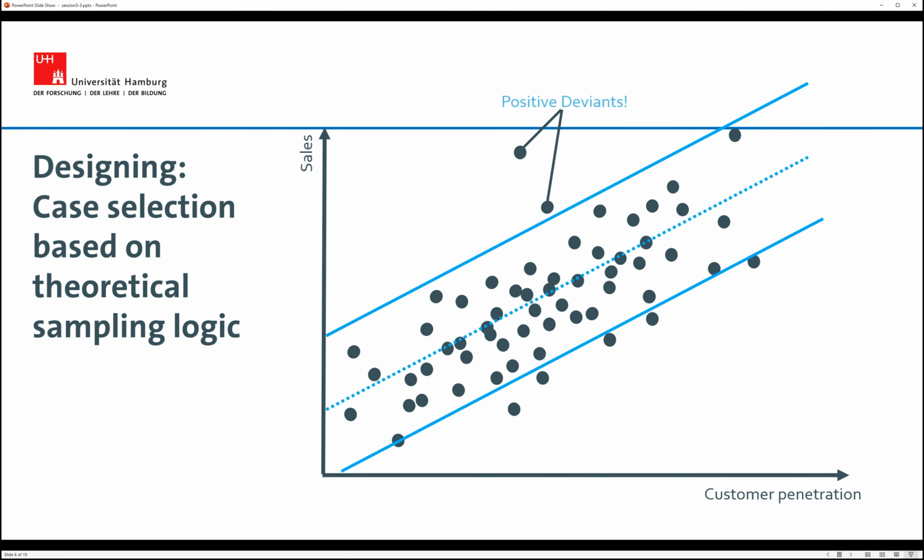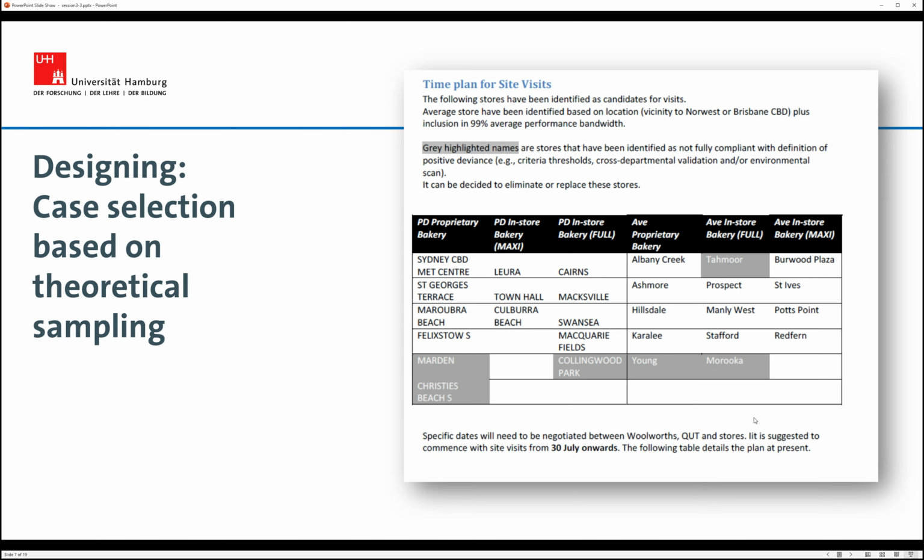And of course, we sampled some that were average, and we also sampled some that were negative deviants, if you want to call them that, that were relatively speaking lower performing than 95% of all bakeries, which were the ones below the lower blue line here in this graph.